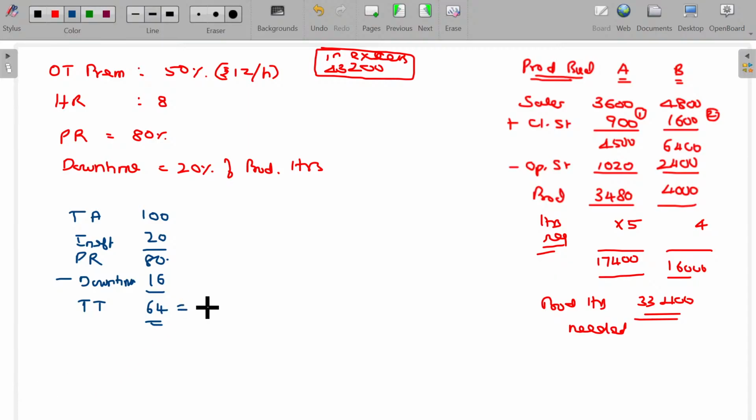Now, we need 33,400 productive hours, which means time taken. What about the time allowed? You can do the cross multiplication. Hope you will be now able to understand this. Come on, get me the value. 33,400 into 100 by 64. 52,000. 187. Okay.